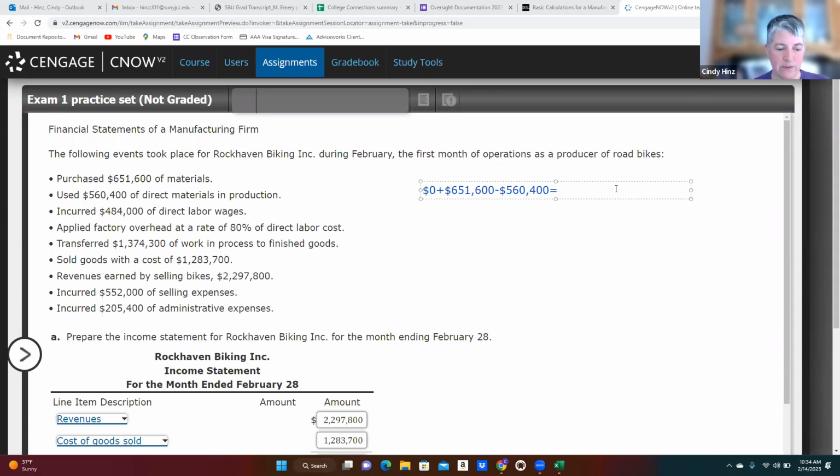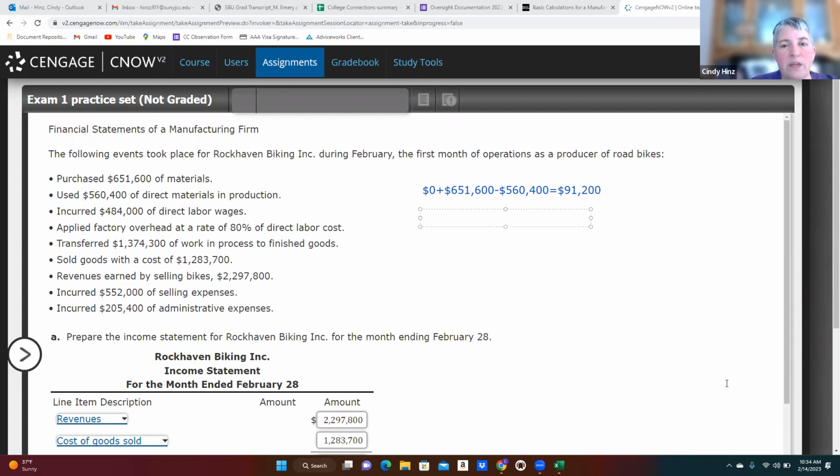So we bought $651,600 and we used $560,400. That would make the ending balance $91,200 using the numbers that I have in my exercise. So beginning balance plus purchases minus usage equals ending balance.